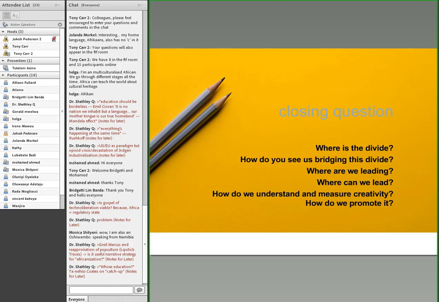Where are we leading? Where can we lead? And how do you understand and measure creativity? And how do you promote it in your area? Because ultimately, those are the ways that I believe you are going to have to reconceptualize and reimagine and own that dialogue around technologies in education. So I'm going to stop here because I just wanted to use those slides to provide some talking points. I hope we can have a dialogue, and you can feel free to tell me exactly where you disagree and you don't think it works.